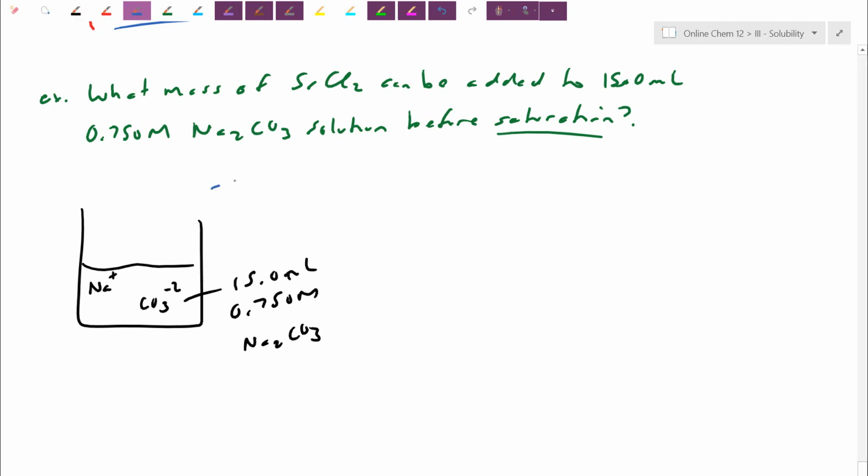In a similar fashion, I'm going to start dropping in some strontium chloride. I don't know how many grams, that's what I'm looking for. I'm going to toss in the strontium chloride. Assuming the strontium chloride dissolves, that's going to add some strontium ions and some chloride ions. Let's try to identify what's potentially going to saturate, what's potentially going to precipitate.